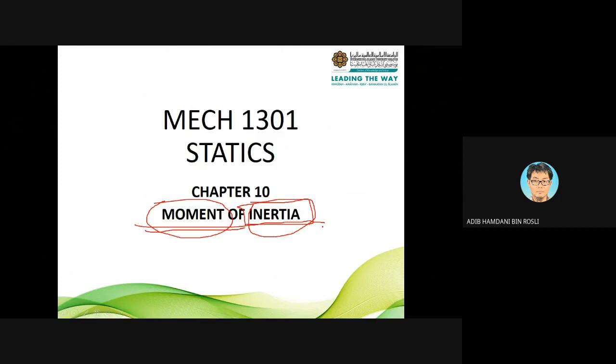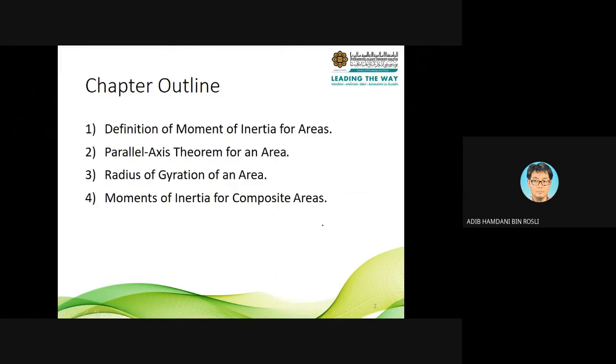In this chapter 10, there are 4 subtopics. First one is the definition of moment of inertia for areas. Moment of inertia, we denote this as I, and then we say I_x or I_y, something like that. X is axis, Y is, we will discuss about that. Then number 2 is the parallel axis theorem for an area. Basically, you want to find the moment of inertia of an area whose centroid is not at the axis that you want to find the moment of inertia about.